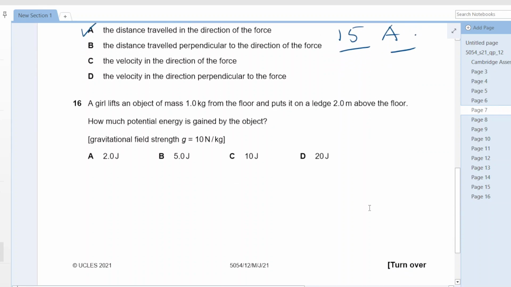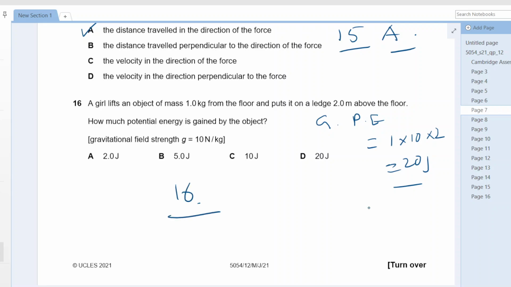At question 16, a girl lifts an object of mass 1 kg from floor and puts it on a shelf 2 meters above the floor. How much potential energy gained by the object? You know, potential energy GPE equals to mgh. M is 1, g is 10, and h is 2. Therefore, 20. And it is at D. Now, question 16, D.